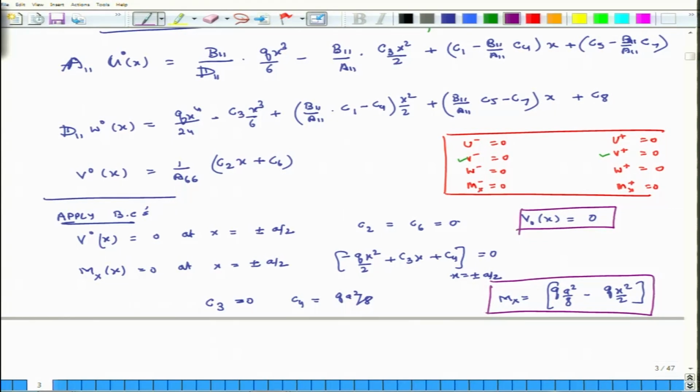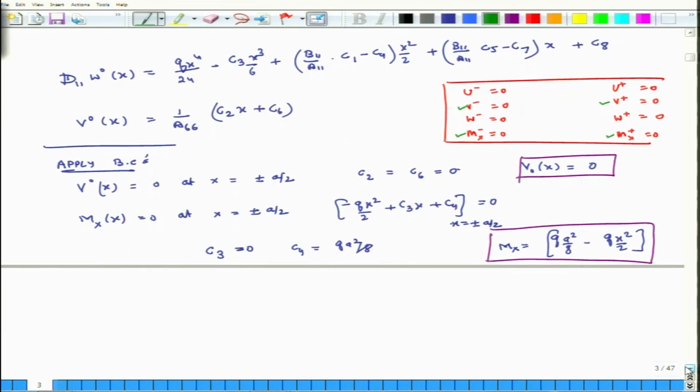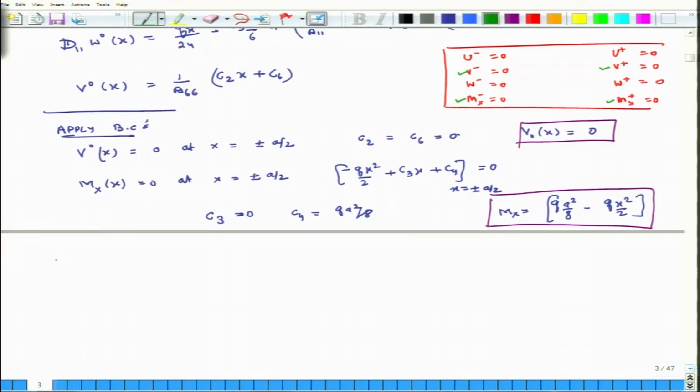Okay. So, now with this we have implemented 4 boundary conditions, 2 on V and 2 on mx. The next thing we do is we implement the conditions on u. So, we know that u is equal to 0 at x is equal to plus minus a over 2. So, this should be superscript.